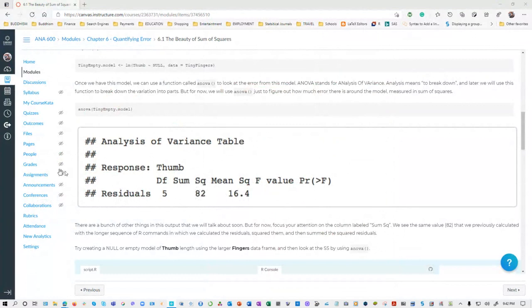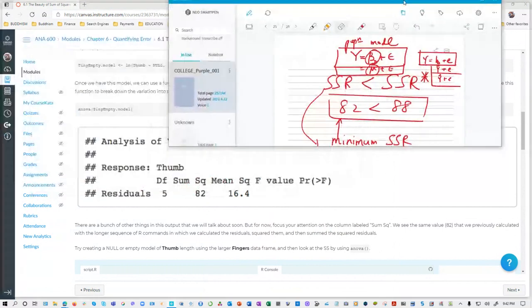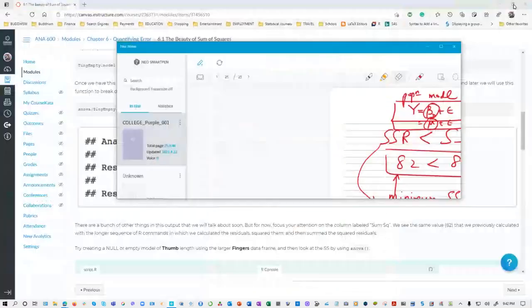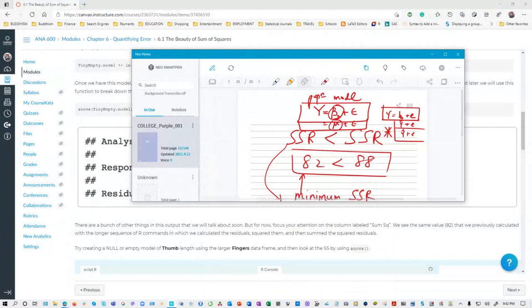82. How did we get 82? We know how to get 82 in several ways. Then the mean SQ means a mean squared residual. This is called a mean squared residual. This means that on this ANOVA table, we can talk about several things.